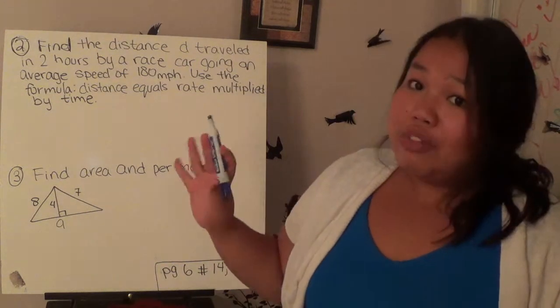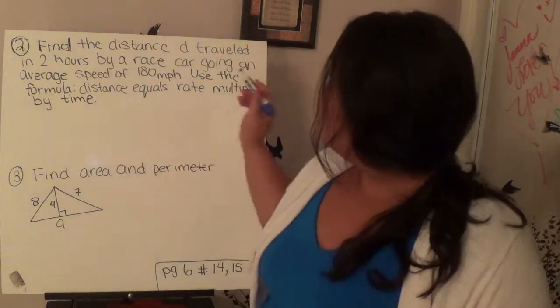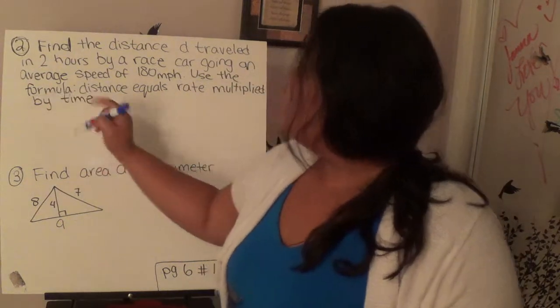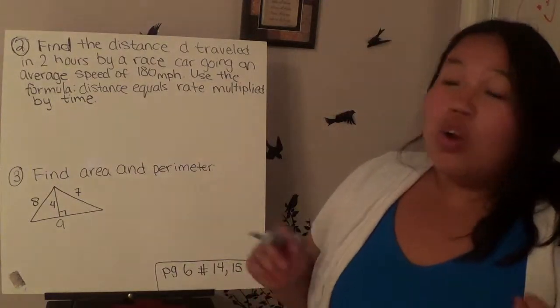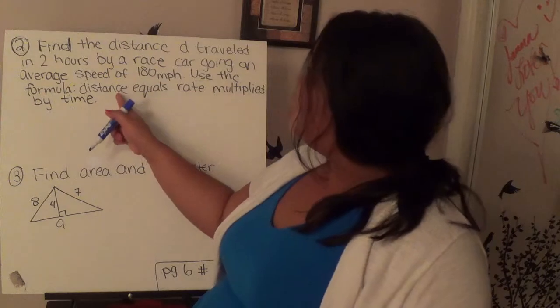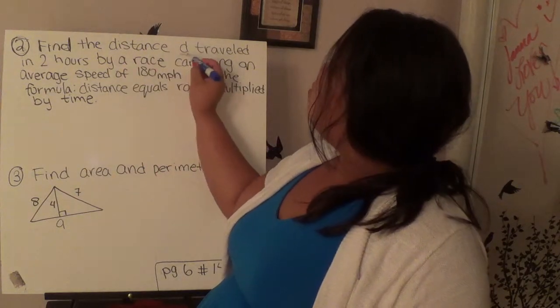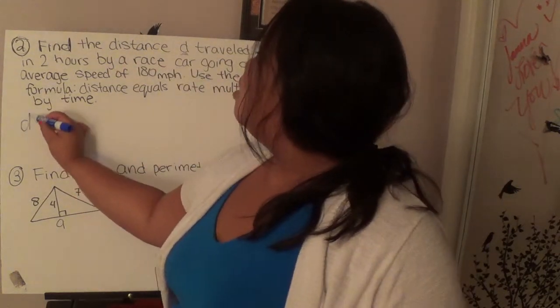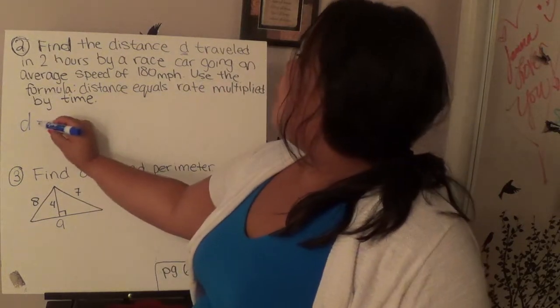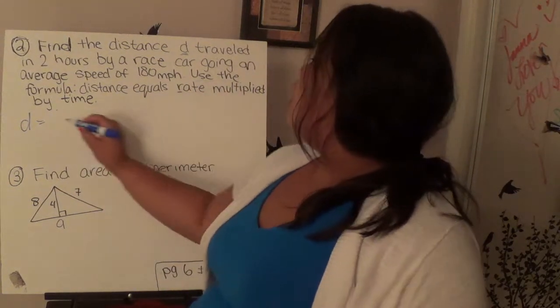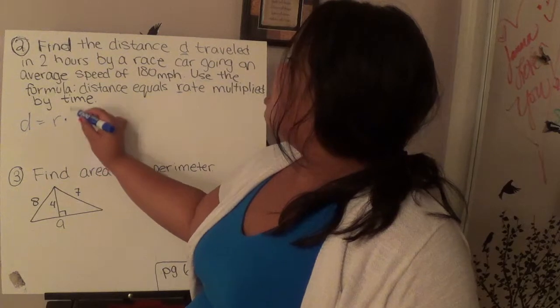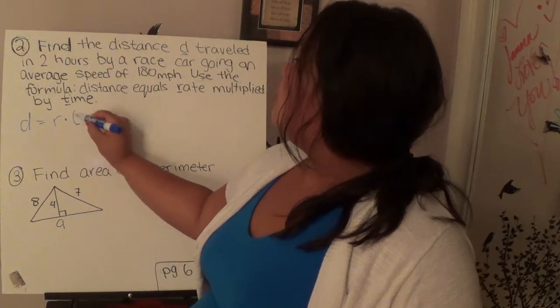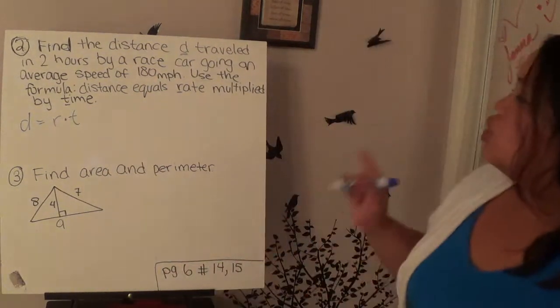The first thing, and it doesn't have to be in order, I don't have to start from the top, is that this is telling me to use a formula. And this formula is in words. So I'm going to go ahead and change this formula. Distance is labeled by d. So distance d equals rate, let's use r as rate, multiplied by time. Let's use t, the first letter, for time. So distance equals rate times time.